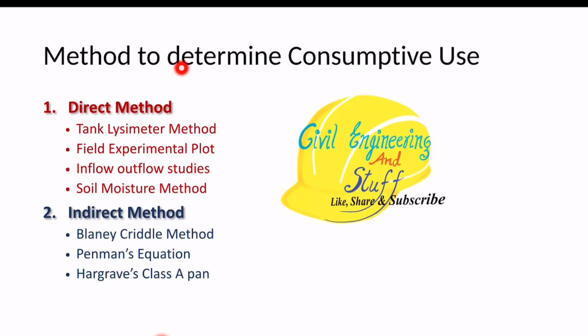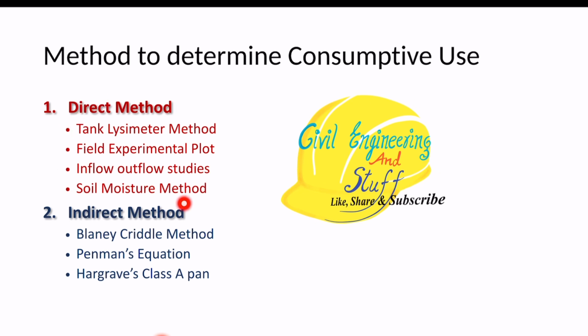Next, we have the methods to determine the consumptive use of the crop. Broadly speaking, there are two categories by which the consumptive use of the crop is determined. The first one is the direct method, and the second one is the indirect method. In the direct method, we have various methods like tank lysimeter methods, field experimental plots, inflow outflow studies, and soil moisture methods. So basically, your direct methods are field based or experimental based methods, and from these the actual field based data are collected, and from there the consumptive use of a certain crop or plant is found.